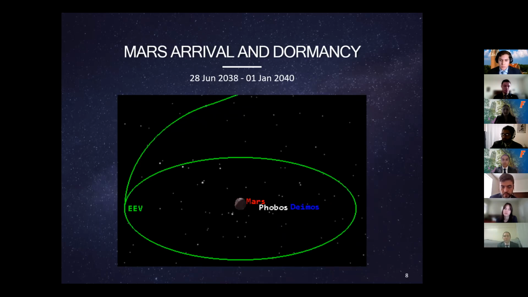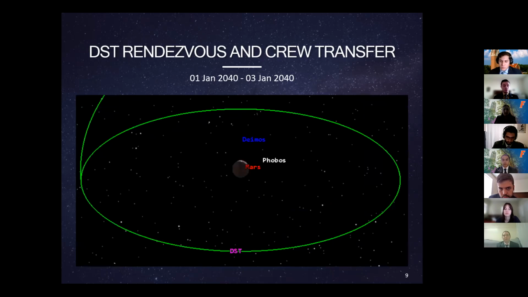Upon arriving at Mars, it'll burn into its 5-sol parking orbit, at which point it will wait until January 1st, 2040 to rendezvous with the deep space transport. After this rendezvous, the crew will be transferred from the DST to the EEV, and all of the important life support and other power systems of the EEV will be switched back on to prepare for the mission. And that will take place until January 3rd, 2040.